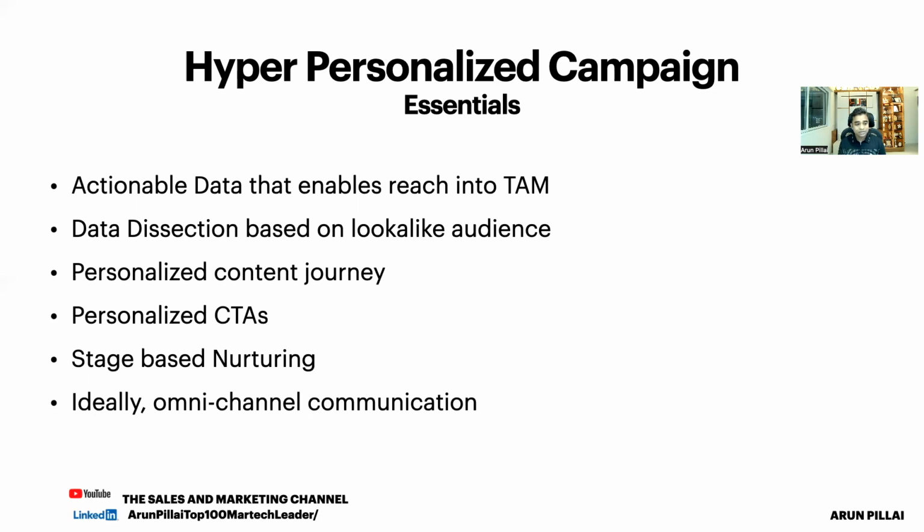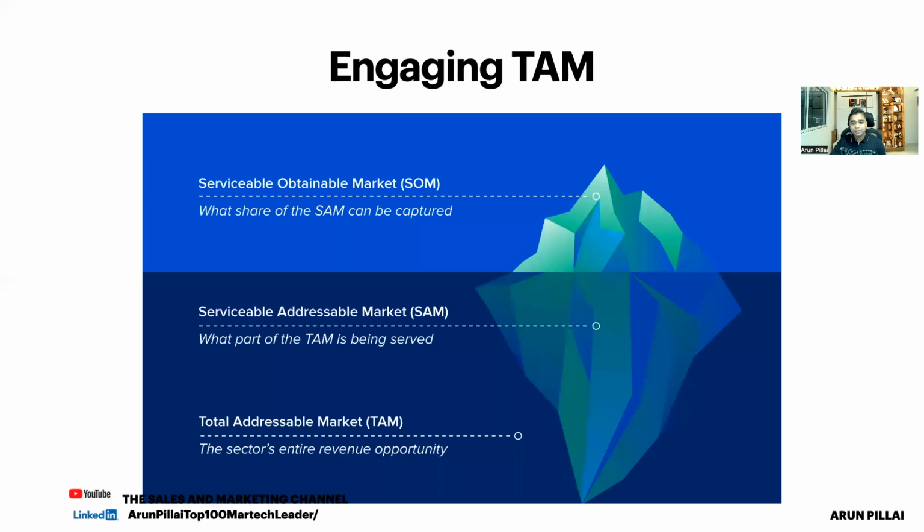That kind of talks about the personalized content journey that I spoke about, and then personalized CTAs. Again, we cannot have a generalized CTA for the different groups or different stages of audience that we're dealing with, and we'll probably touch on that a little more. Then stage-based nurturing, and finally, it's probably better to have omni-channel marketing or communication versus multi-channel or single channel, and we'll talk about what they mean in a few minutes.